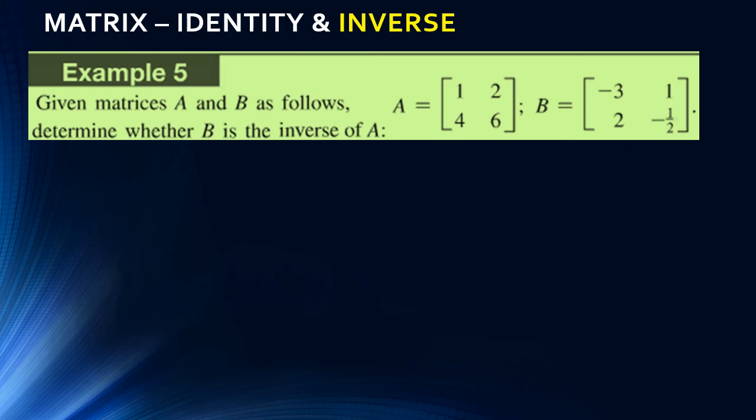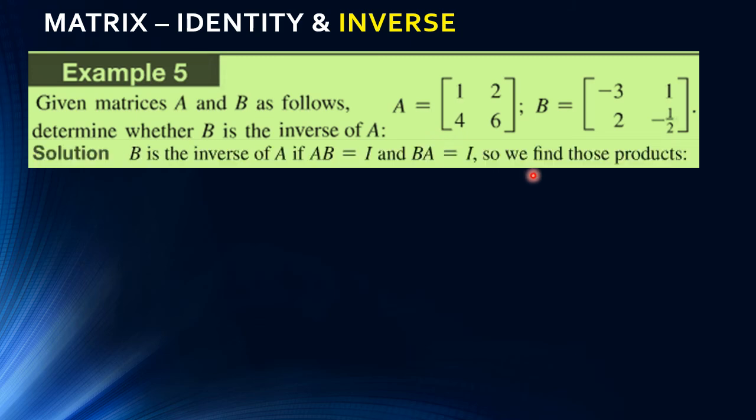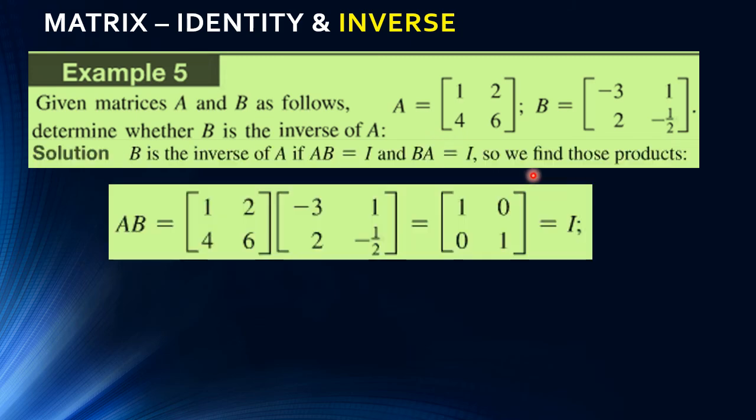Given matrices A and B as follows, determine whether B is the inverse of A. If B is the inverse of A, when we multiply A times B or B times A, we should get an identity matrix, which would be 1s on the downward diagonal and 0s everywhere else. So let's multiply A times B. When we multiply A times B, and you can plug these in your calculator, matrix A, matrix B, multiply them, you should get the identity matrix. Again, downward diagonal 1, 0s everywhere else.